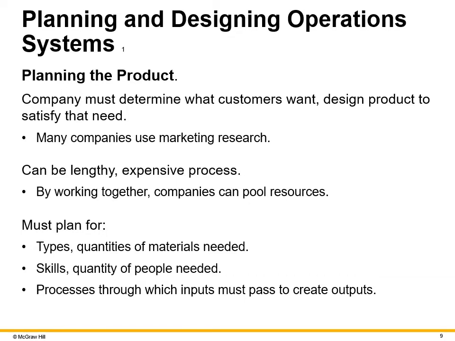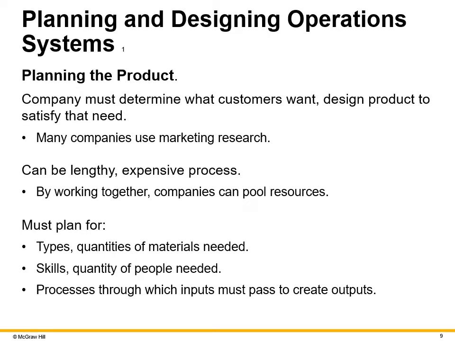Before a company can make a product, it must decide what it will produce, for what group of customers, what processes it will use to make the products, and what facilities it needs for production. Before making a product, a company must find out what consumers want and design a product to satisfy that want. Most companies use marketing research to find out what consumers want. Developing a product can be a lengthy and expensive process.